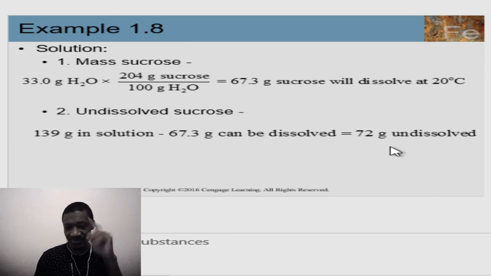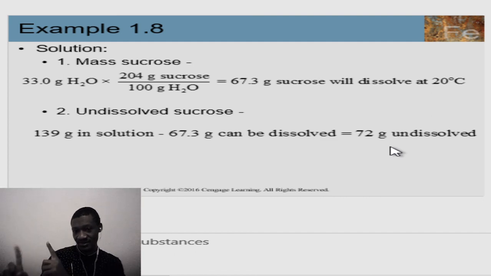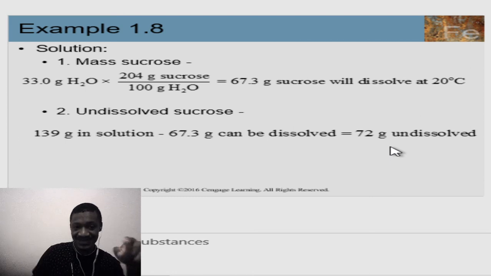Let me repeat myself again, because I know some people are already confused in their house and wondering what exactly is going on. So look at what it is. You have your mass of water, but this time you're using the conversion factor of 20 degrees Celsius. So you're going to put that into the conversion factor and then get the grams of sugar, and that is the exact amount of sugar that will dissolve in 33.0 grams of water. You have that out of the way.